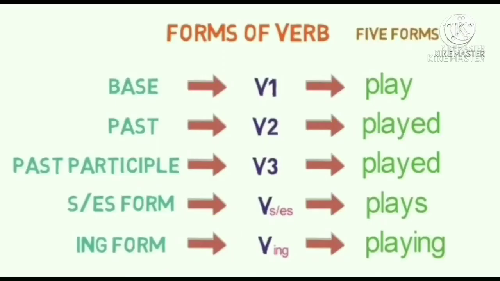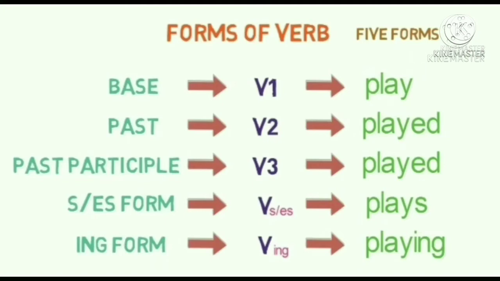I repeat. The 5 forms of the verb are the base form of the verb V1, the past form of the verb V2, the past participle V3, the S or ES form VS or ES, then the ING form VING. Let's look into an example of the verb play.